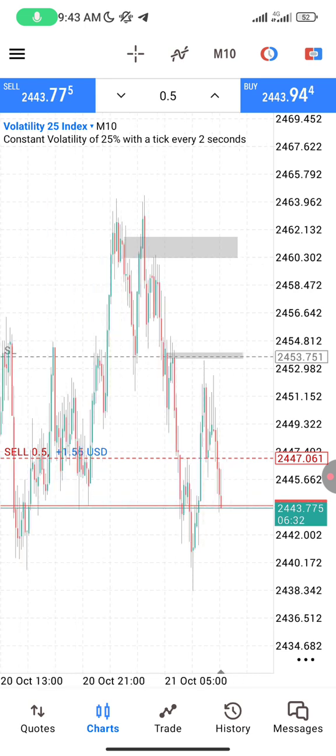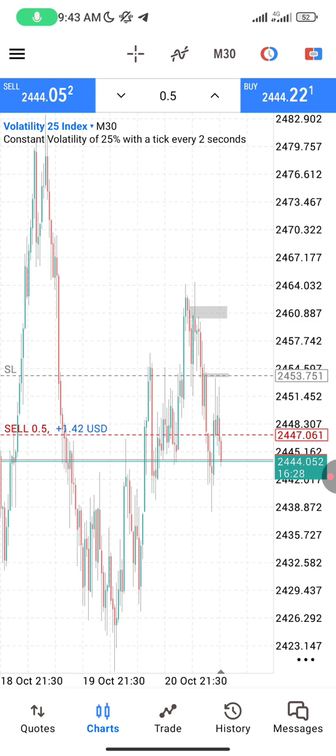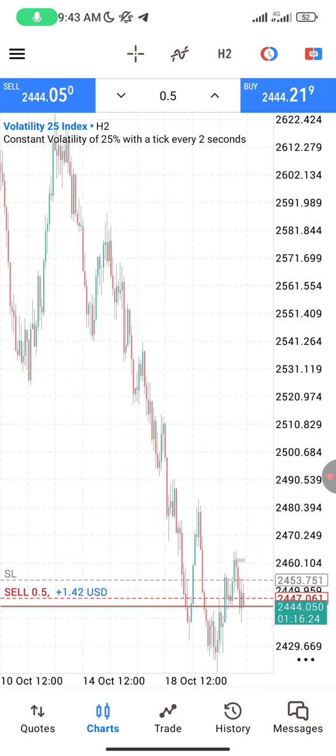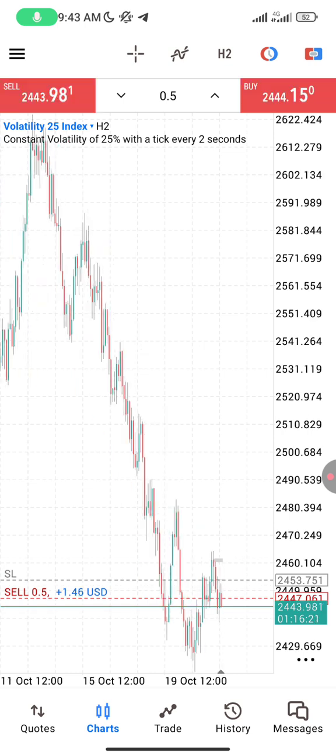Now this is it, guys. We are on the VIX25 index, 10 minutes, but if I go up to the 30 minutes time frame or a higher time frame, let me say the 4 hour time frame, you see that we're actually on a downtrend, right? We are going on a downtrend right here. So we're on a downtrend so far.